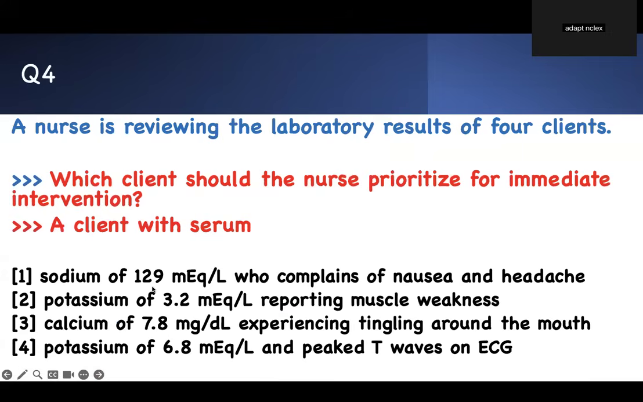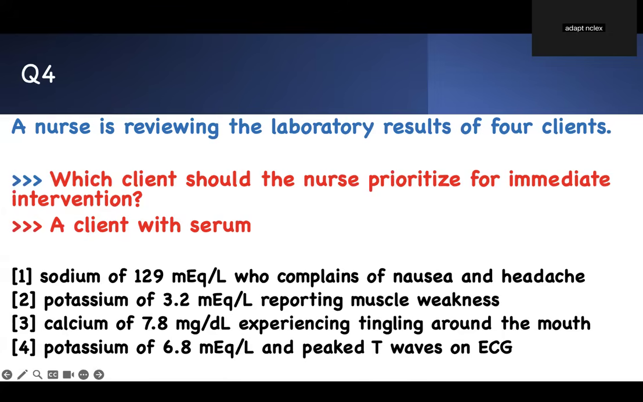Which client should the nurse prioritize for immediate intervention? A nurse is reviewing the laboratory results of 4 clients. 1: Sodium, 129. And what is he complaining of? Nausea, headache. 2: Potassium, 3.2. What is he complaining about? Muscle weakness. 3: Calcium, 7.8. What is he complaining about? Tingling around the mouth. 4: Potassium, 6.8. What is the problem? Peaked T wave.